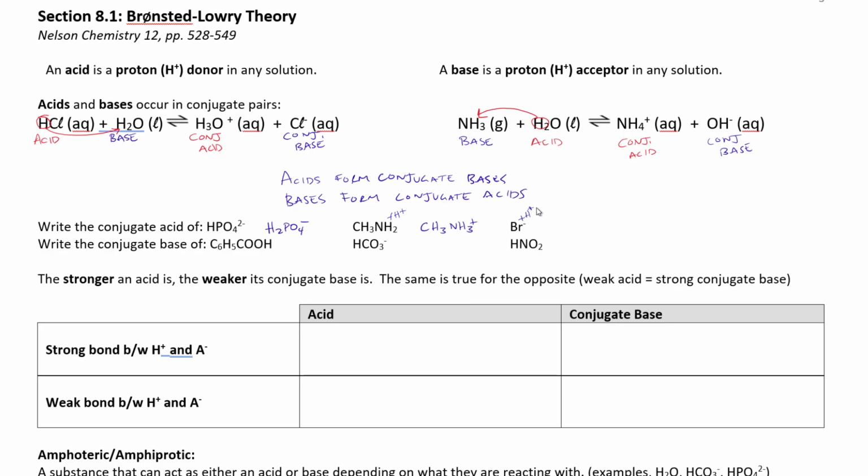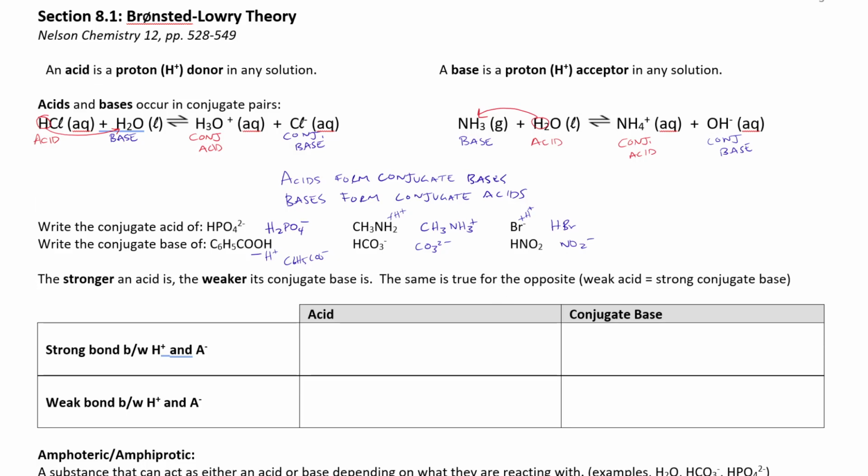And then the conjugate acid is, with a proton, so that would be HBr. The conjugate base is minus a proton, so that would be C6H5COO negative. This would be CO3 2 minus, and that would be NO2 minus. Those are the conjugate bases of these acids.